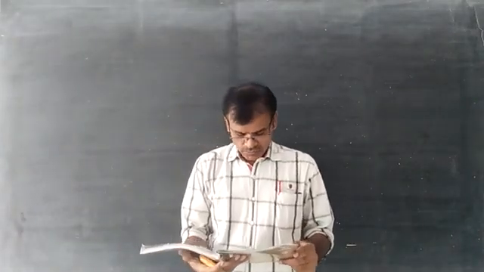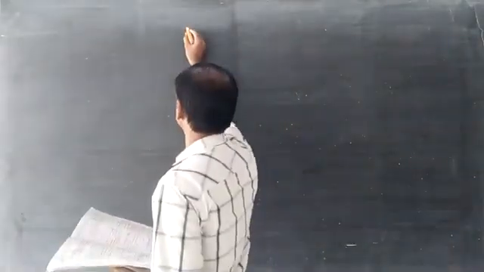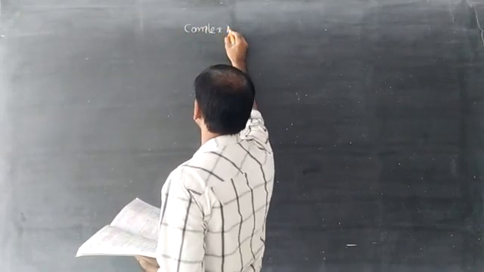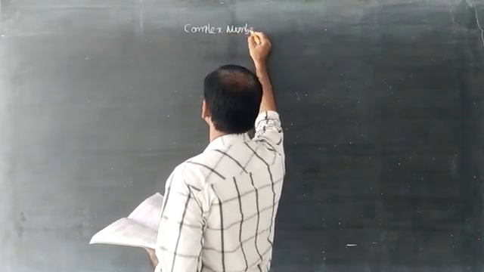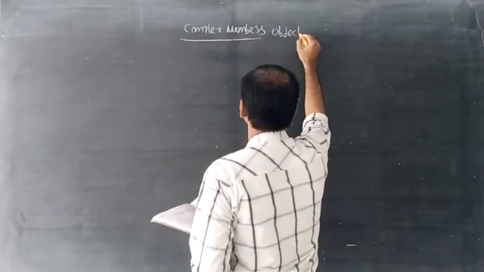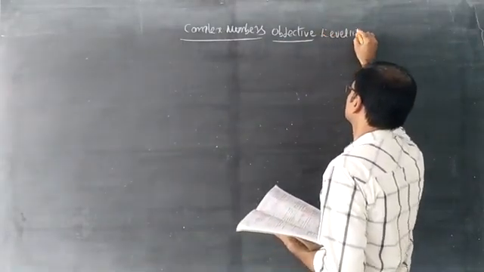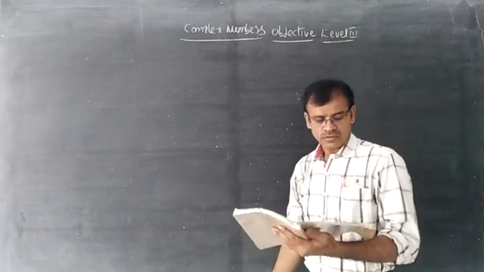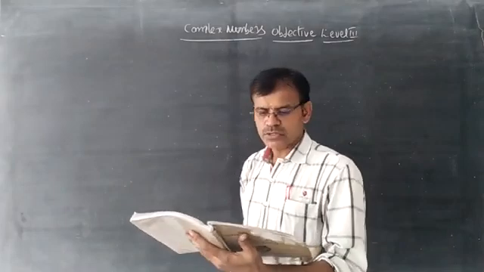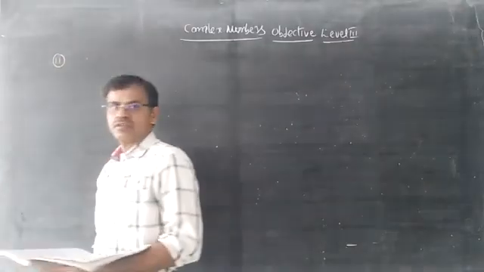Dear students, we are handling Senior Mathematics 2A, complex numbers objective, in the topic of complex numbers objective. Level 3 is going on. Complex numbers objective level 3. Yesterday we discussed 10 problems. Today let us start from the 11th question.